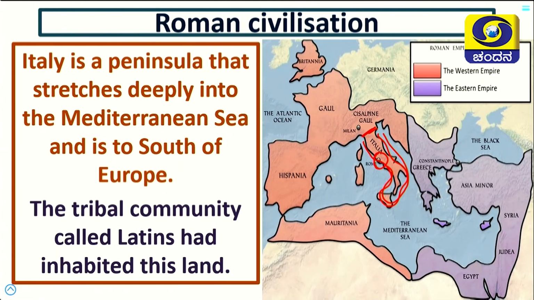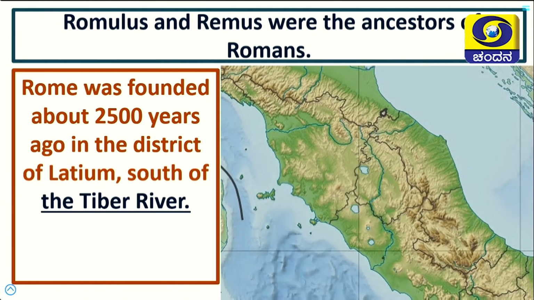So Latins were there in this land. Romulus and Remus were the two ancestors. They are responsible for this Roman civilization. The district name was Latium, where the Roman civilization emerged from. The Roman civilization also arose next to the Tiber river.